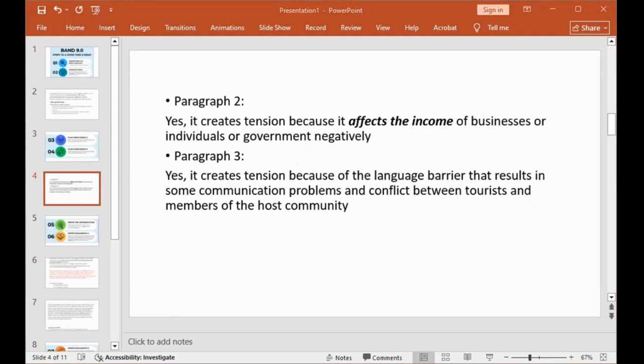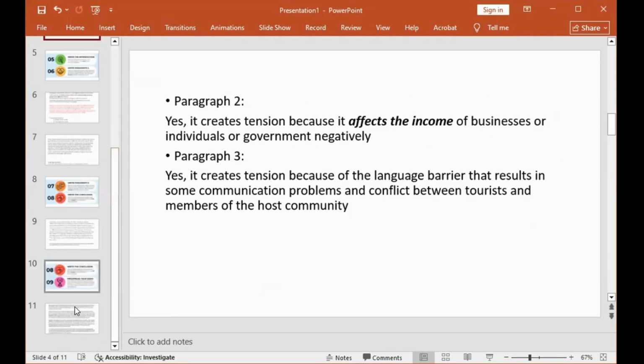Okay, somebody is asking a question here. Somebody said, can you use your 2 points in paragraph 2 and 3 to conclude your essay? Yes, you can. That's what I did now. The point I presented in paragraph 2 and the point I presented in paragraph 3, that's what I wrote in my conclusion.